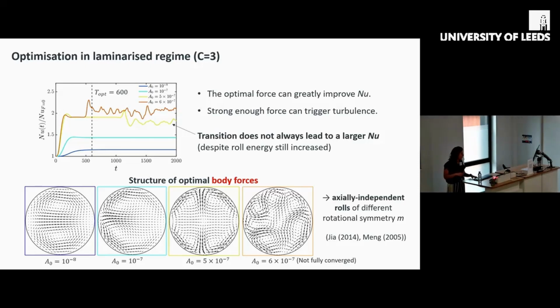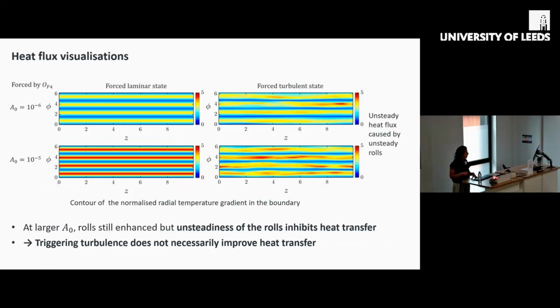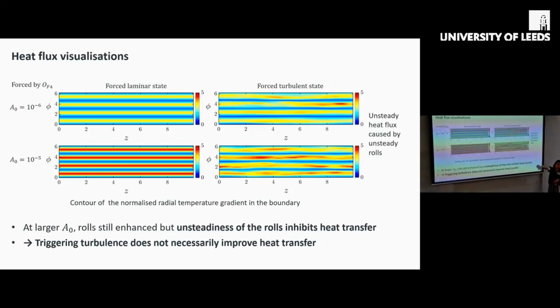So that's interesting, and we want to try and understand this a little bit more. And to do this, we look at some visualizations of the radial temperature gradient at the boundary. So this is for the case of forcing which has an azimuthal symmetry, or fourfold rotational symmetry, this OF4. The top one is for lower amplitude of the forcing, and this is for a larger one. And on this side, you see the forced laminar state, and here the forced turbulent state.